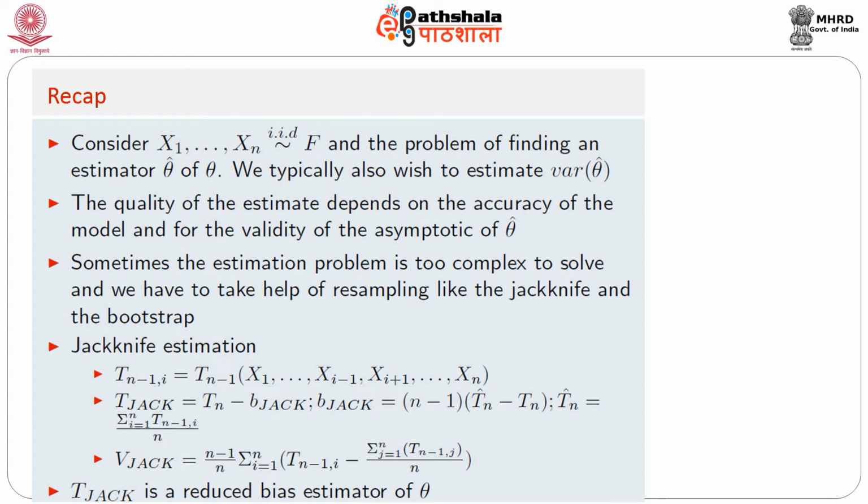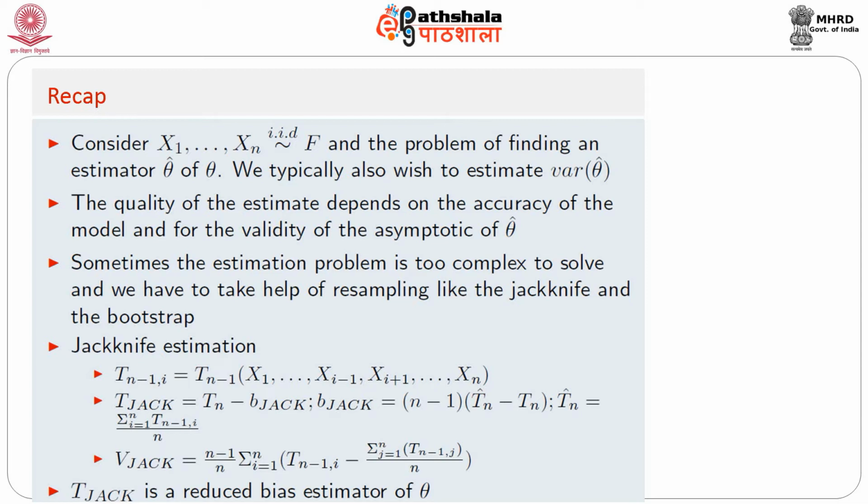Introduction to bootstrap. Consider x1, x2, ..., xn following IID F, and we are interested in finding an estimate theta hat of theta. We are typically also interested in an estimate of the variance of theta hat for inference purposes. Now, the quality of the estimate depends on the accuracy of the model and the validity of the asymptotics of theta hat, but sometimes it is really difficult because the estimation problem is too complex, and we cannot take the ordinary approach. So we have to take recourse to resampling techniques like the jackknife and the bootstrap.